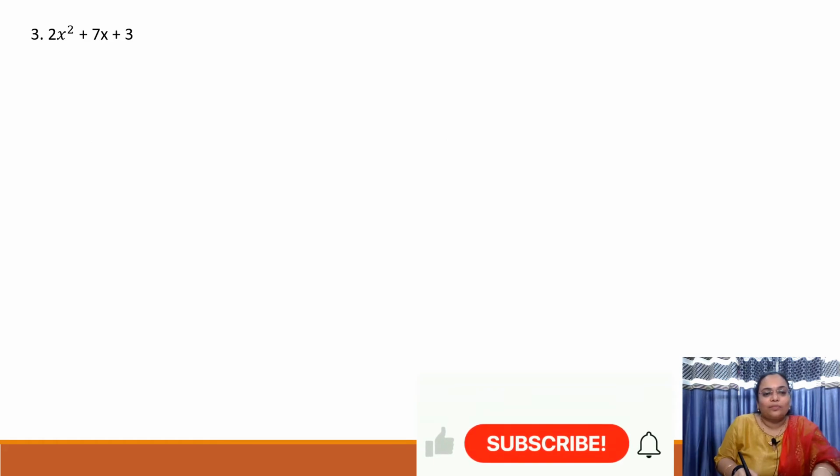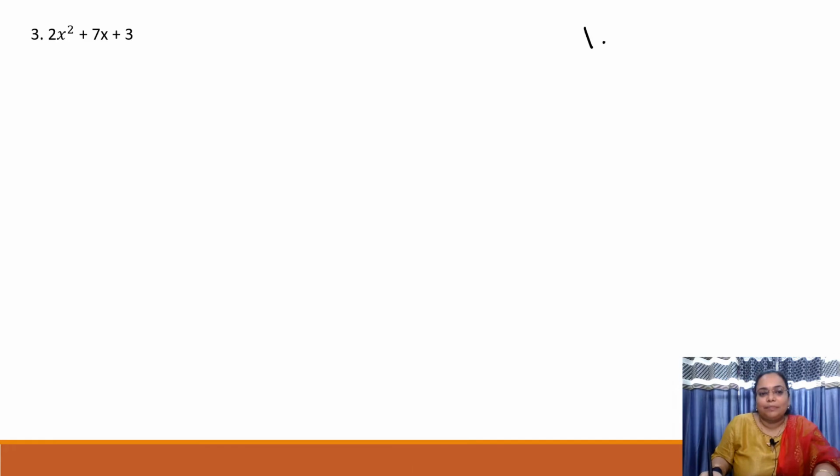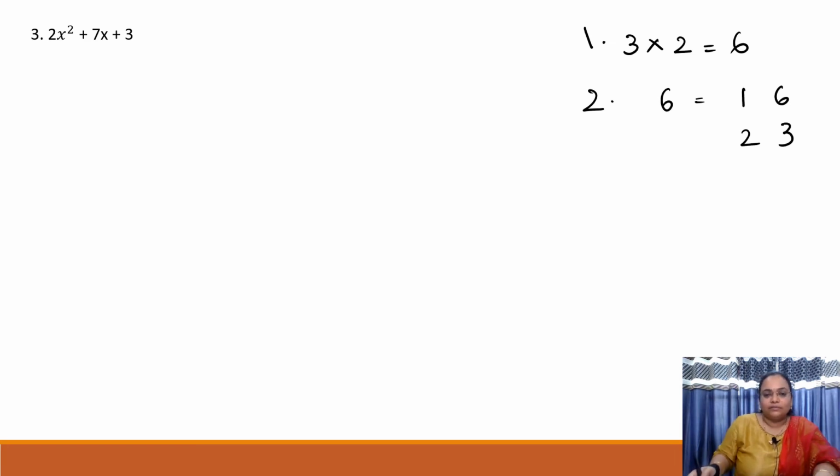So the next polynomial is 2x² + 7x + 3. How do we factorize? What is the first step? We need to multiply the constant and the coefficient of x². Now we need to find all the possible factors for 6, which is 1 into 6 and 2 into 3. The sign is plus, so I am not writing the minus signs. Now let us split the middle term. If you multiply them, you need to get 6, and if you add them, you need to get 7. So I am taking this.